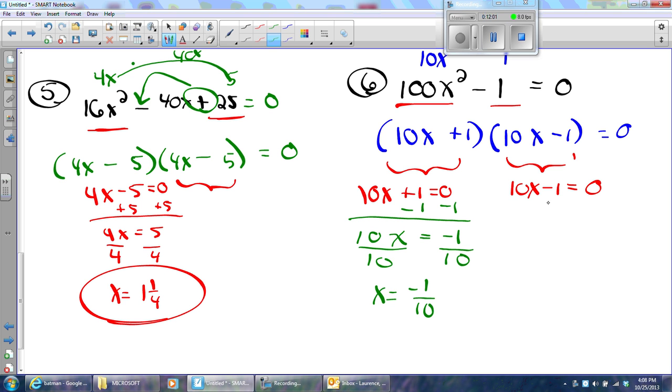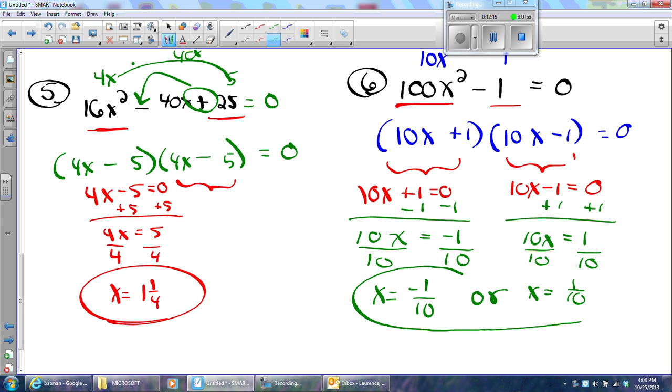Okay, over here I'll add 1, add 1. 10x is going to equal 1. I'm going to divide by 10, divide by 10. x is going to equal +1/10. Okay, there we go. Pretty easy stuff.